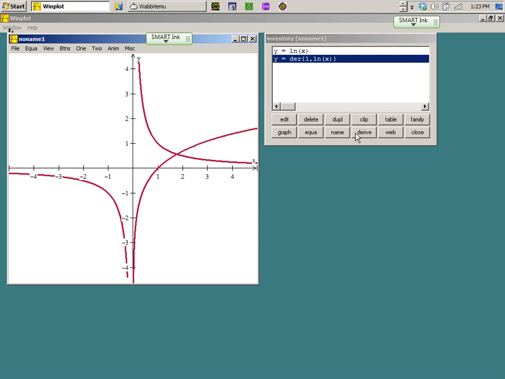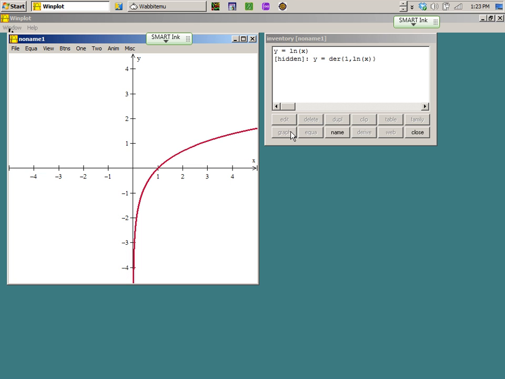Derive. There we go. Look at that. 1 over x popped up. See it? Here, I'll hide it. There's ln x. Here comes 1 over x. Watch. Bam, 1 over x. Look at that.